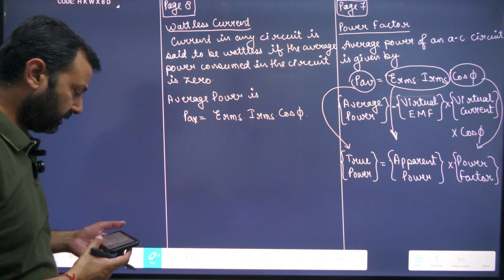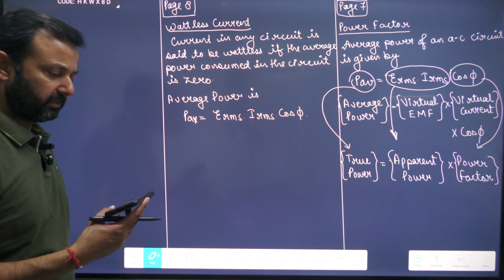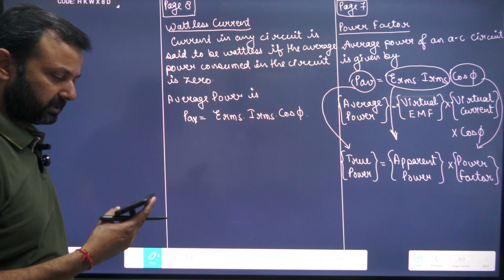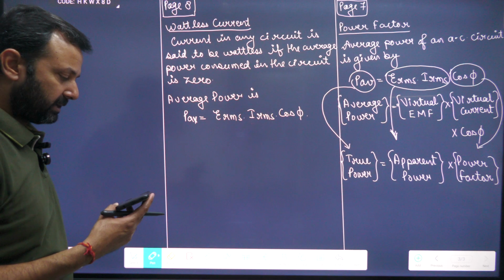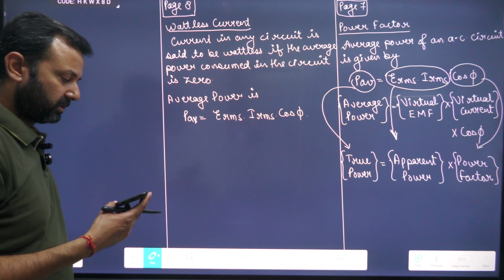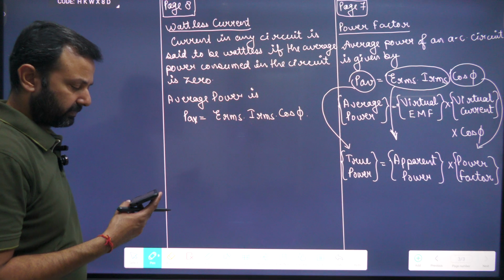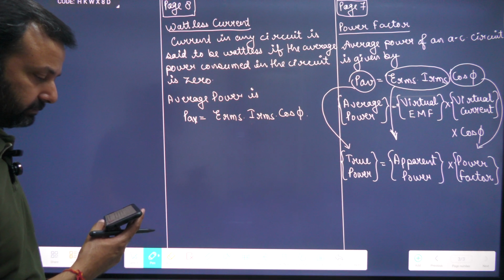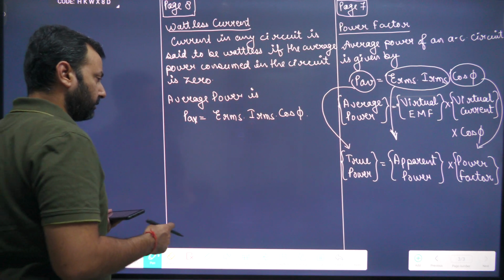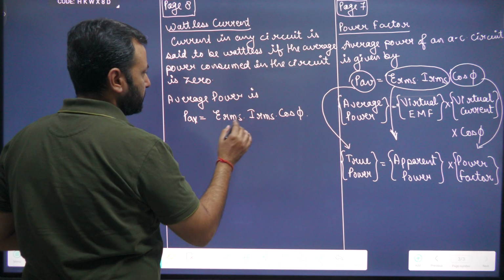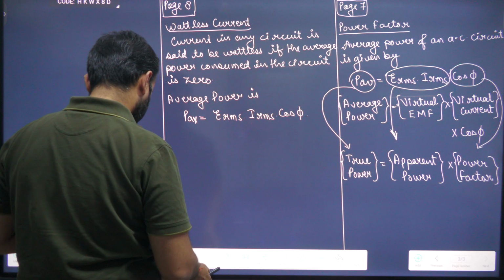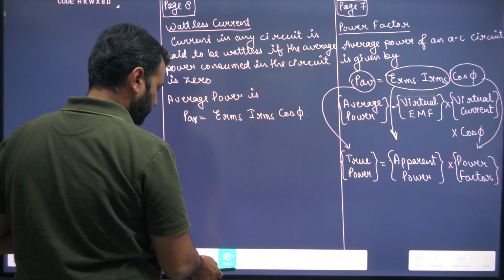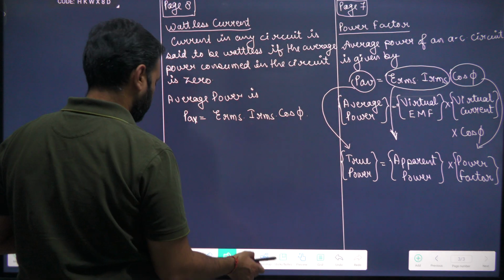Now on to page number 30. The figure shows the phase angle phi between ERMS and IRMS. The current IRMS can be resolved into two components. So look, P average is equal to ERMS into IRMS cos phi. Now I will show the angle between ERMS and IRMS.